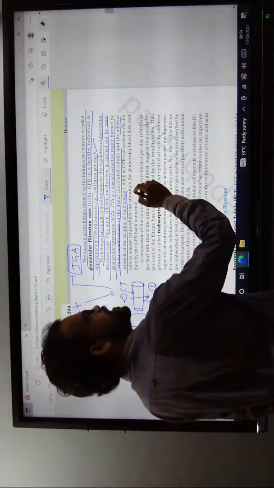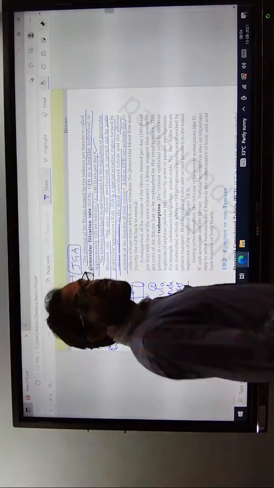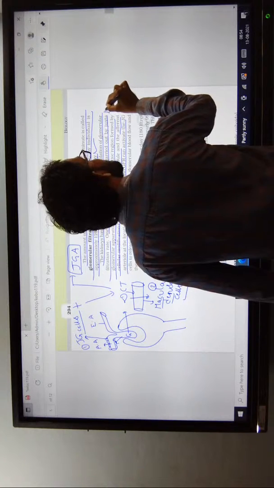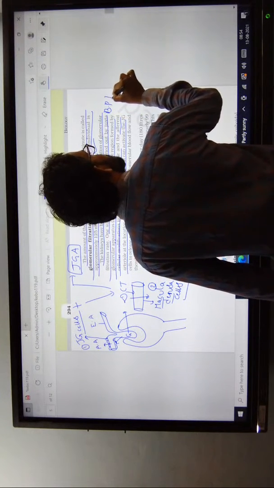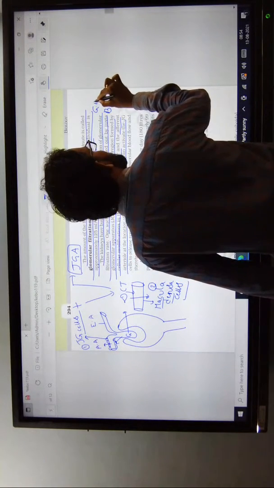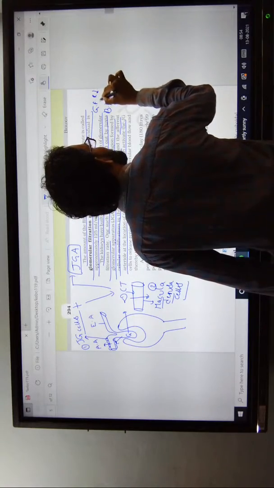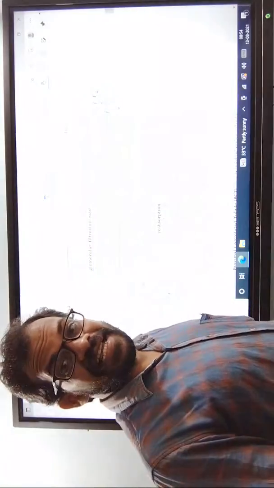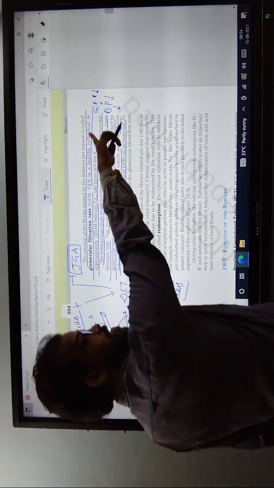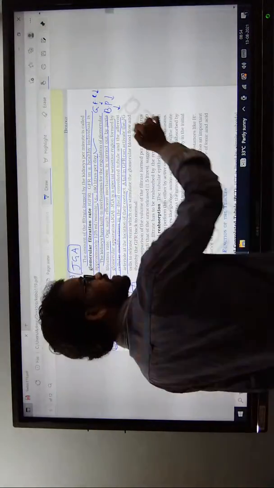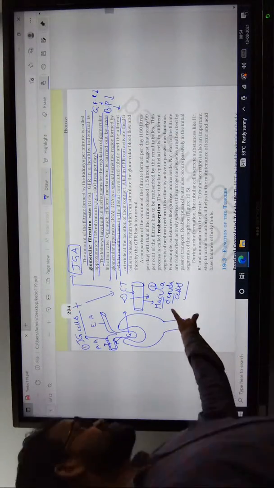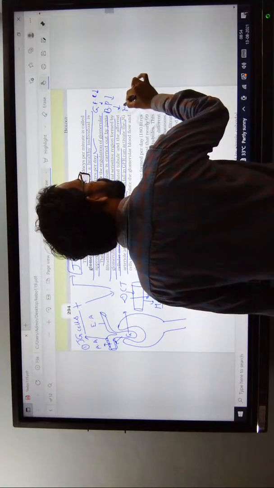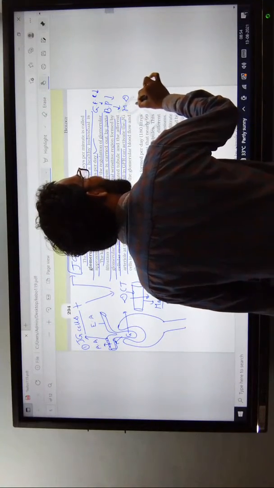Here we see the fall in GFR. Fall in GFR means whenever the blood pressure decreases, GFR decreases. That is nothing but glomerular filtration rate decreases, and BP also decreases. Whenever the GFR decreases, glomerular blood pressure decreases, and the blood pressure also decreases. At that time, the macula densa cells are activated.